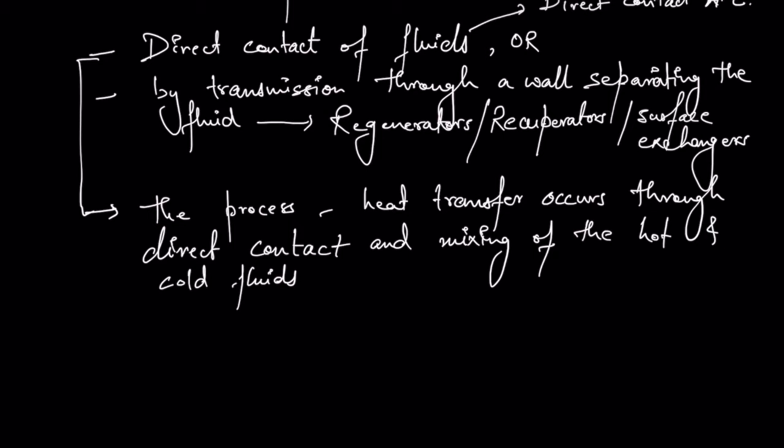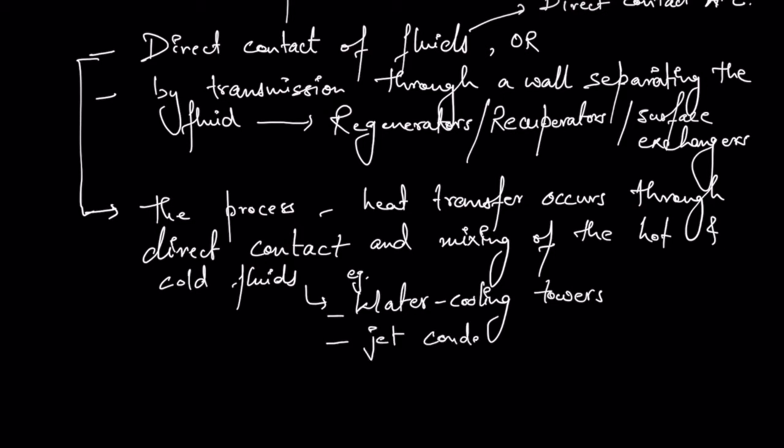Now these heat exchangers are used in cases where mixing of two fluids is either harmless or desirable. Examples of this are water cooling towers and jet condensers. These are the examples of direct contact heat exchangers.